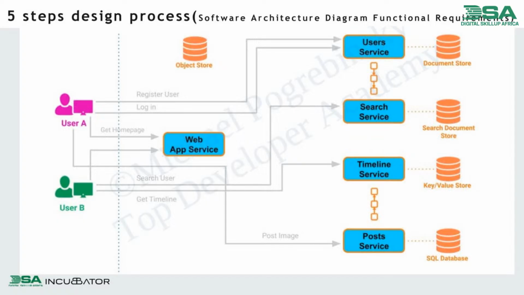So we'll continue our design process for the large-scale image sharing social media platform, right? After gathering all the functional requirements and defining the system API, we are ready to sketch our software architecture diagram. And this is what you're seeing on the screen, focusing primarily on the functional aspect of the system alone.